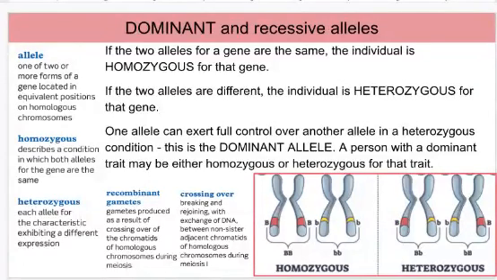And one allele can exert full control or dominate over another allele in a heterozygous condition, and this is the dominant allele. And a person with a dominant trait may be either homozygous or heterozygous for that trait. Well, what does that mean?